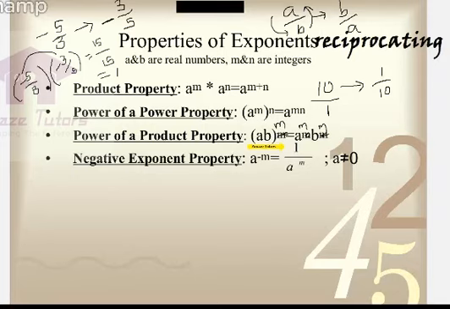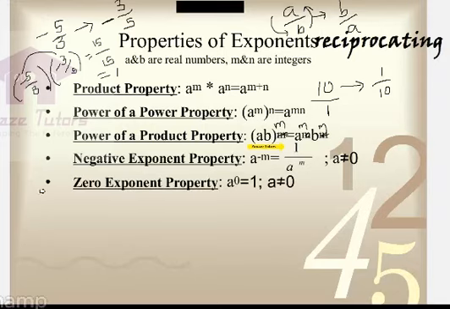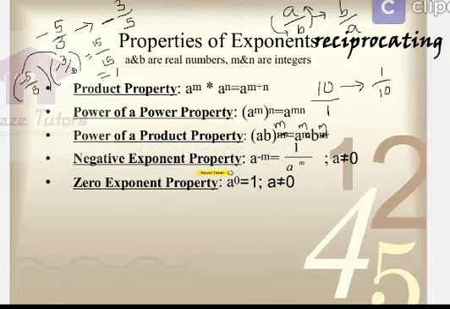Next property is the zero exponent property. As the name says, wherever you have 0 in the exponent place, it is called the zero exponent property. This is very, very easy.